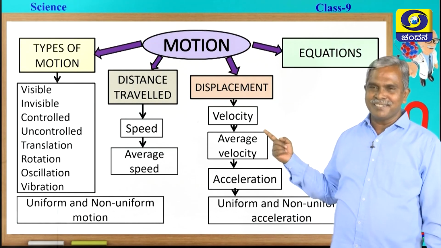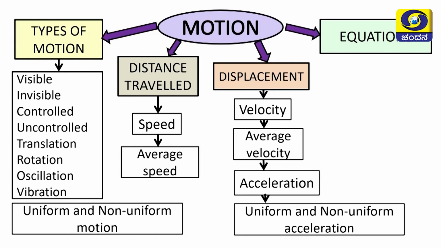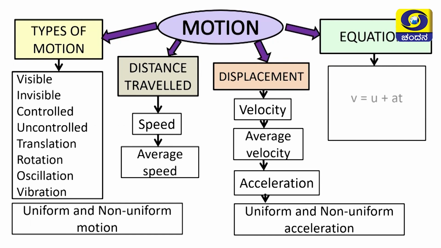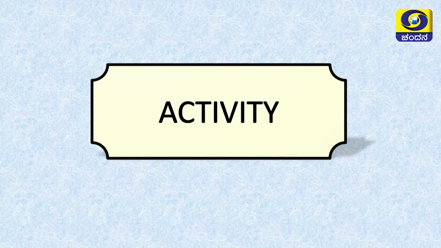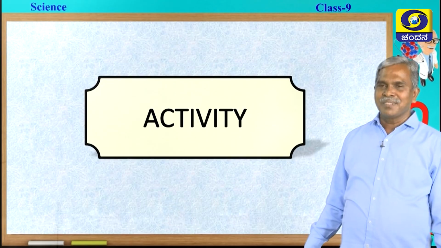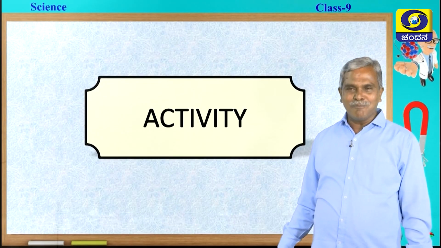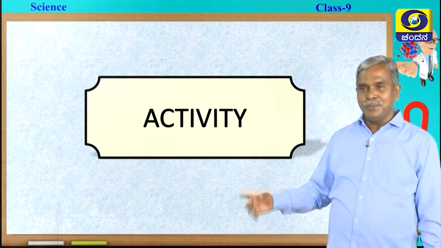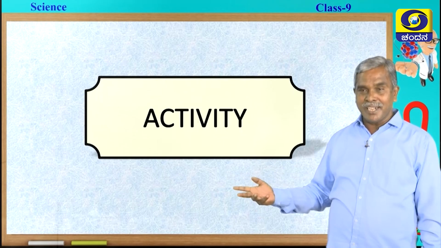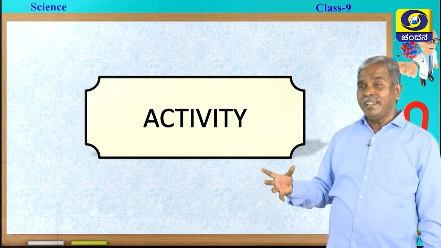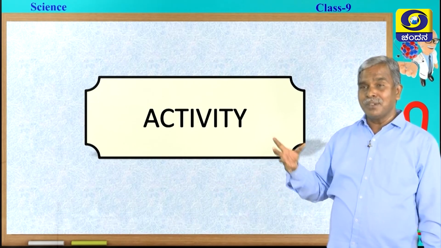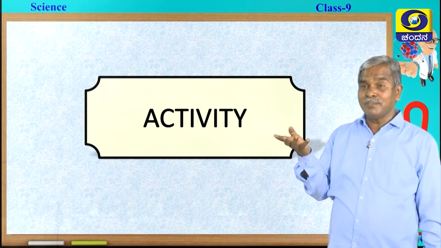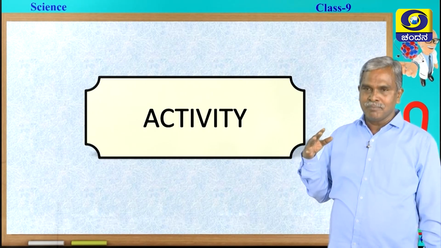Next, equations. Today we have derived the equations of motion. There are totally 3 equations of motion: v is equal to u plus a t, v square minus u square is equal to 2 a s, and s is equal to u t plus half a t square. So, in this way, by using the mind map very easily, you can recall, narrate, explain, define, and bring the entire facts about the lesson into your mind. That is why it is called the mind map.